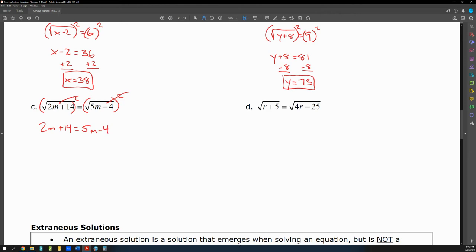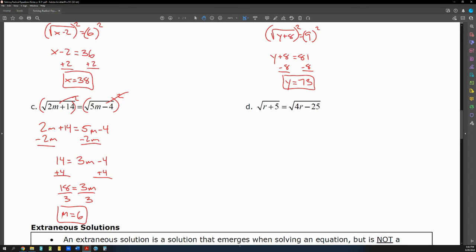So now it's just as easy as solving for m. I'm going to subtract 2m from both sides. And we're left with 14 is equal to 3m minus 4. Adding 4 to both sides, we get 3m is equal to 18. And finally, dividing both sides by 3, we get m is equal to 6.